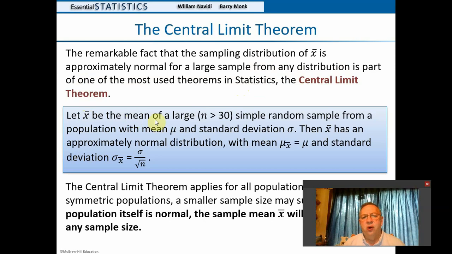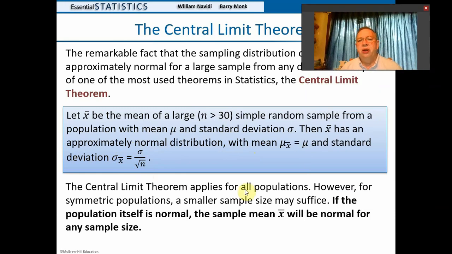It states: let X bar be the mean of a large, n greater than 30, simple random sample from a population with mean mu and standard deviation sigma. Then X bar has an approximately normal distribution with the mean of X bar equal to mu, the same mean as the population, and the standard deviation of the X bars, the standard error of the sample means, would be sigma, the population standard deviation, over the square root of the sample size. So when we're building this, we have to take multiple samples all of the same size to get that normal distribution.